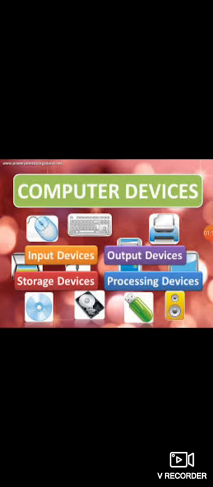Now let's discuss some input devices. The most common input device is the keyboard. The keyboard is used to type numbers, alphabets and special characters into the computer. It consists of 104 keys that include alphabet keys A to Z, number keys 0 to 9, special symbols and some special keys like function keys, control keys and arrows.